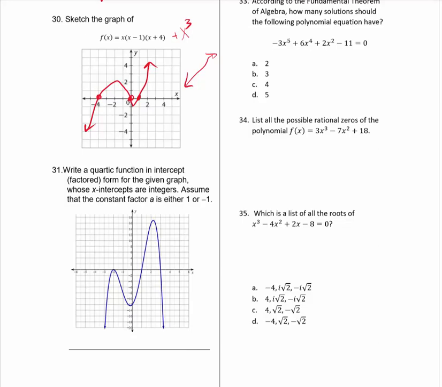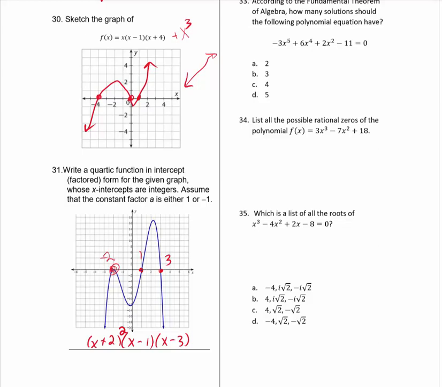Okay, so we've got a negative 2 here, a 1 here, and a 3 here. In factored form, we put parentheses around those and we change their signs. So we'd have x plus 2, x minus 1, and x minus 3. But wait, this is supposed to be quartic, and this is only 3 x's. It bounces right here, which implies that there is a squared, because we need an even multiplicity.